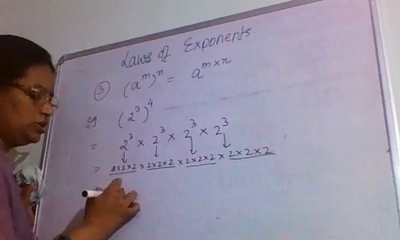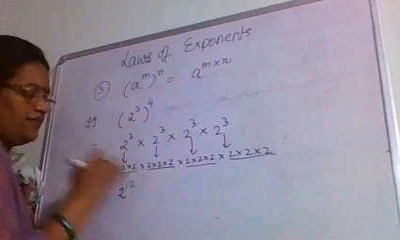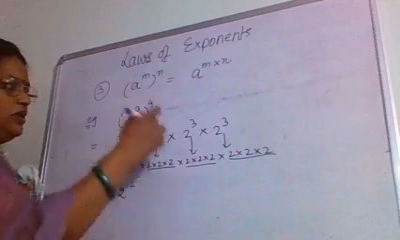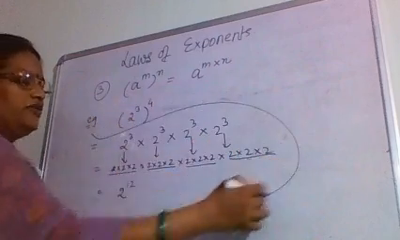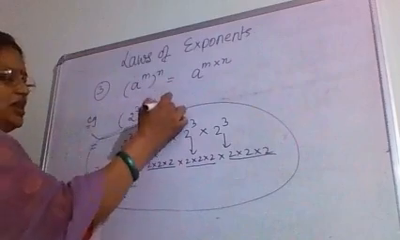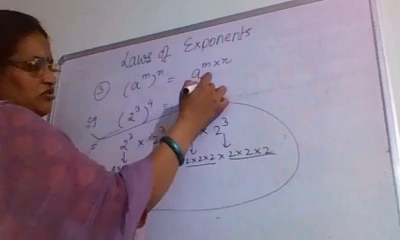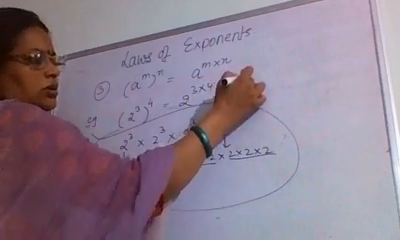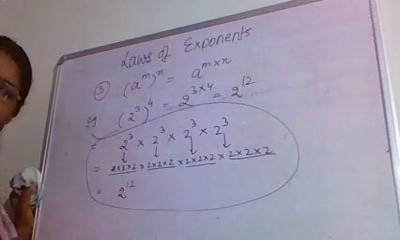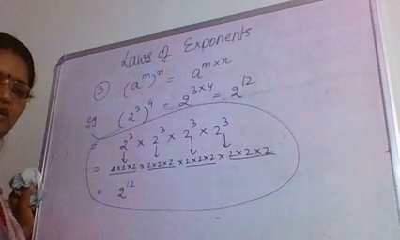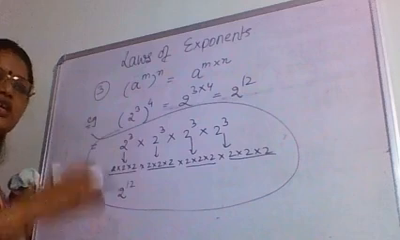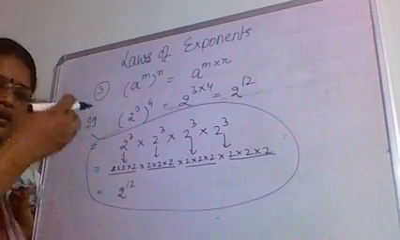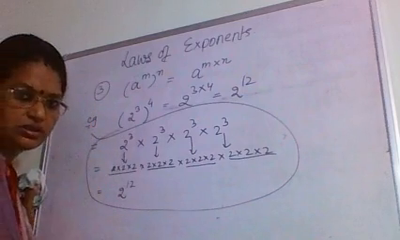How many total 2's are there? 12. So instead of writing so many of things, what can I write? 2 raised to power 3 into 4, that is equal to 2 raised to power 12. So the laws of exponent make your multiplication short. Okay.